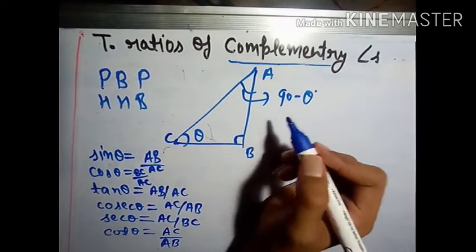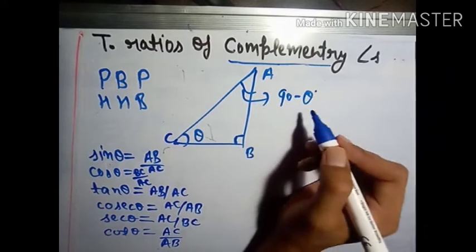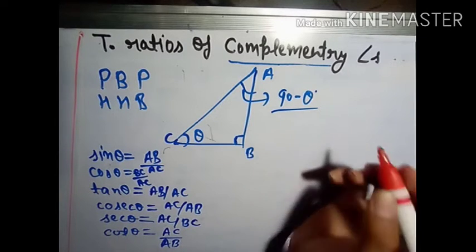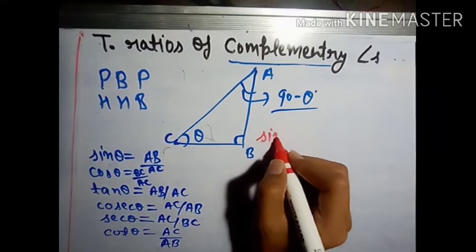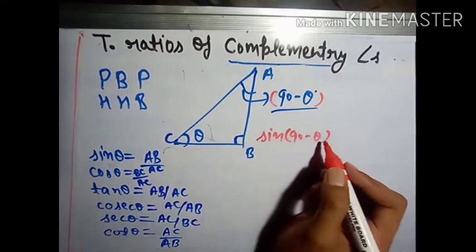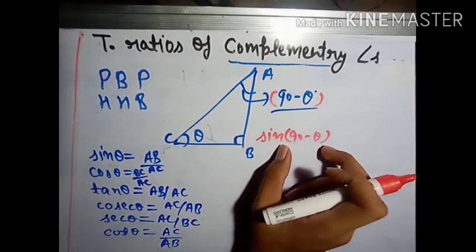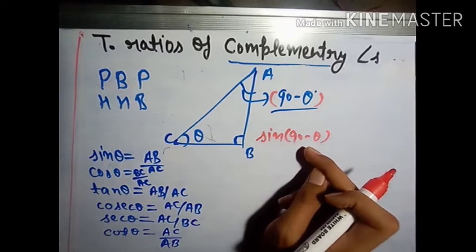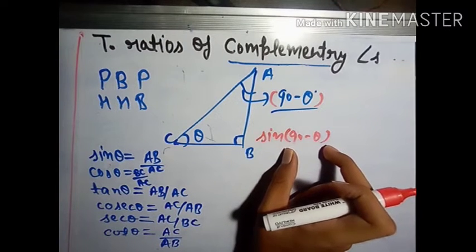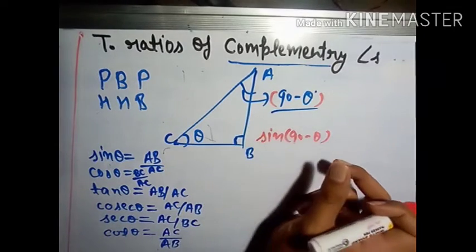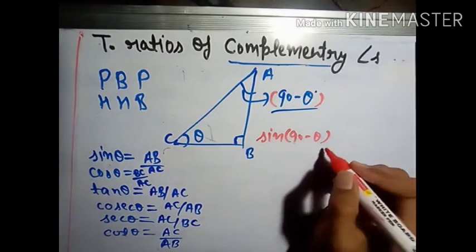My next work is to find all the ratios for the 90 minus theta angle. You will have some surprising results, just wait for it. So let us do it. Sine 90 minus theta. Don't worry about this 90 minus theta. It is collectively taken and is just one angle, not two angles. When you solve this you will have only a single angle, and you are finding all the trigonometric ratios for the 90 minus theta angle. So let us do it.